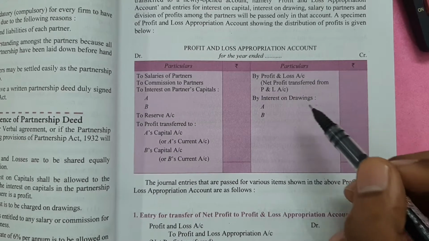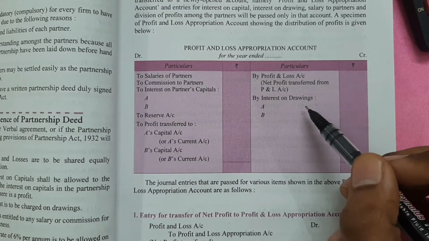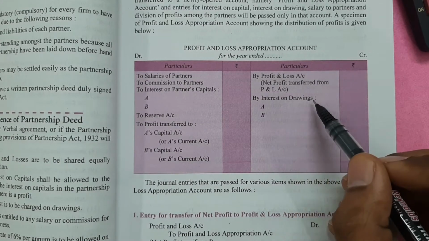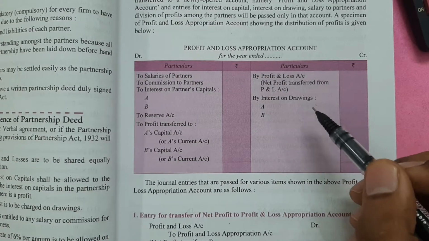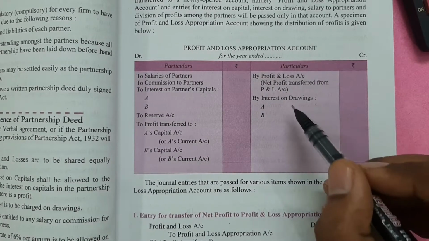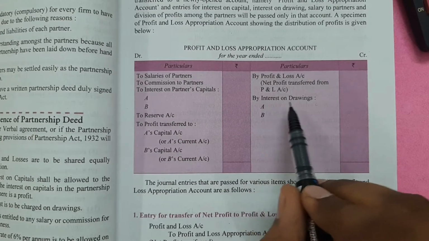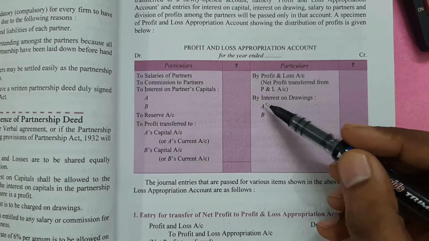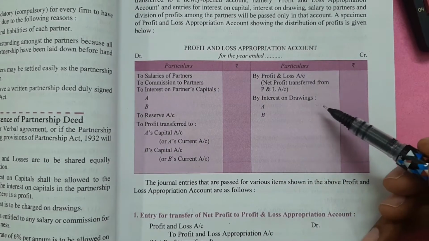The firm charges interest on drawings, and this is a type of gain, and it will be written on the credit side. So we write down by interest on drawings. A and B are imaginary partners taken over here.